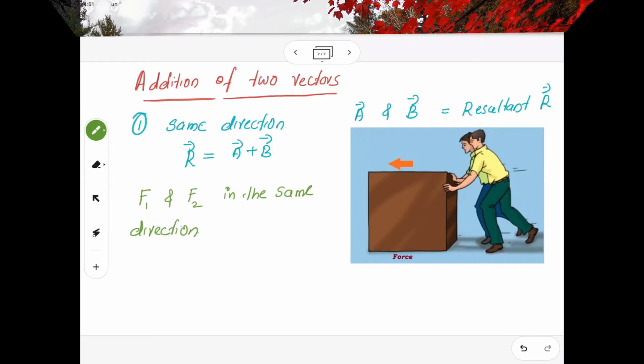So total resultant means total force F is equal to vector F1 plus vector F2. And remember, the resultant of these 2 vectors will also be another vector, a third vector, because both the boys are applying forces. So when you add 2 forces, you will get only a force with the same dimension. So this is an example for addition of 2 vectors in which the direction will be the same.